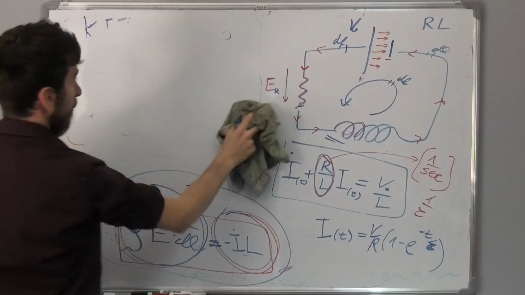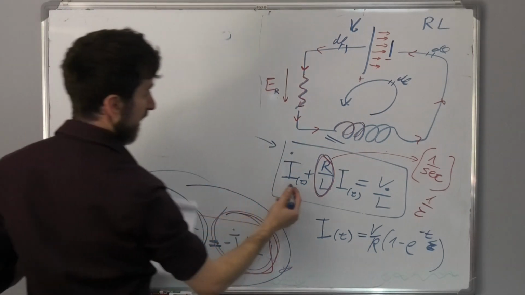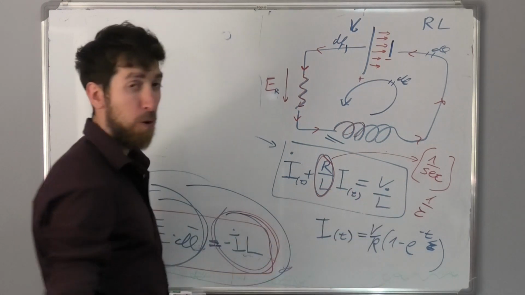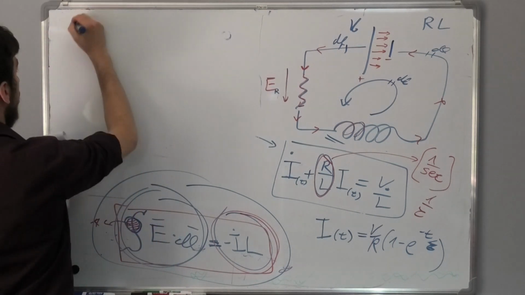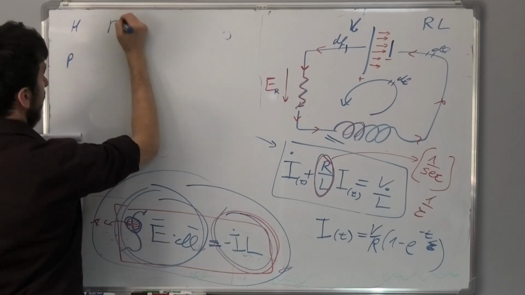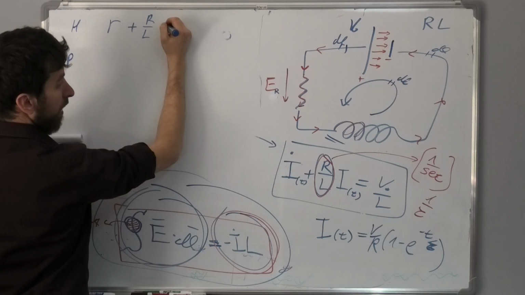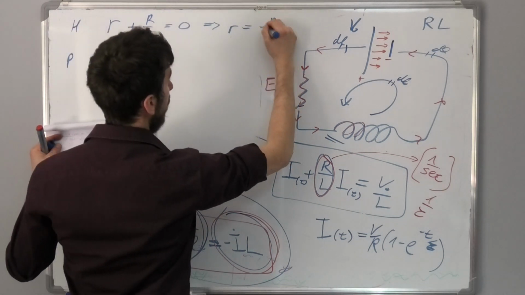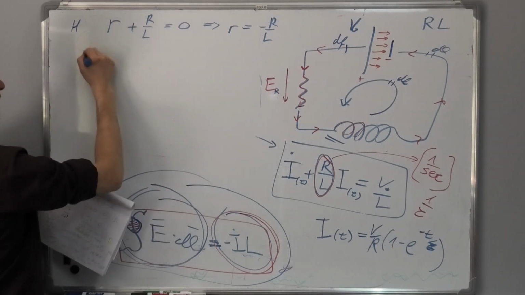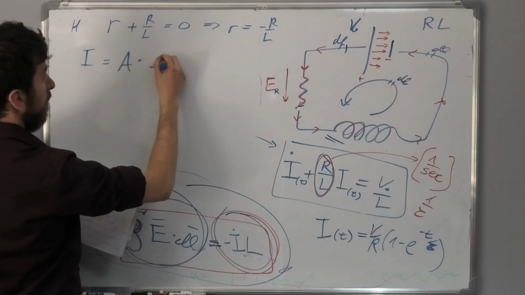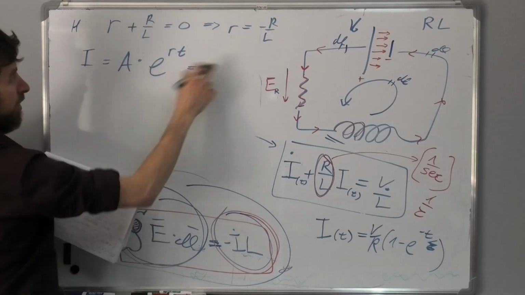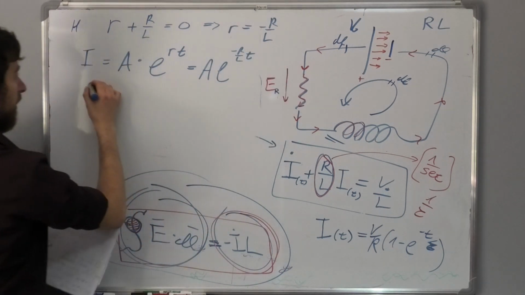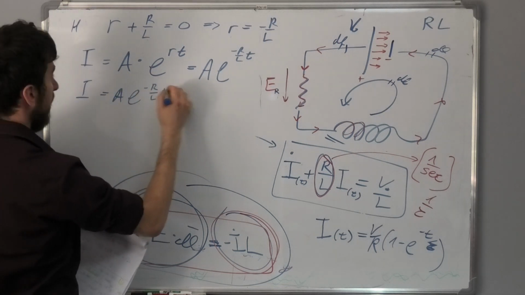So how am I solving this kind of equation? I said that the solution is probably an exponent, because I see that if I take the derivative and sum it with the non-derivative term, I get some constant, right? So the solution is to say that I have a homogeneous solution and a private solution. The homogeneous solution can be written as r plus R over L equals 0, which means r is equal to minus R over L. So the homogeneous solution is I equal to some constant A multiplied by exponent of minus R over L times t.